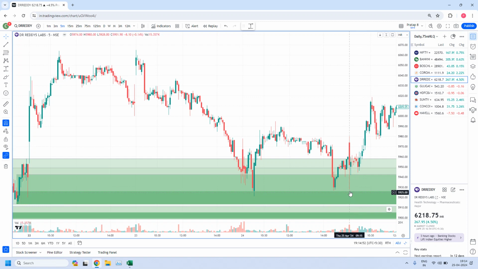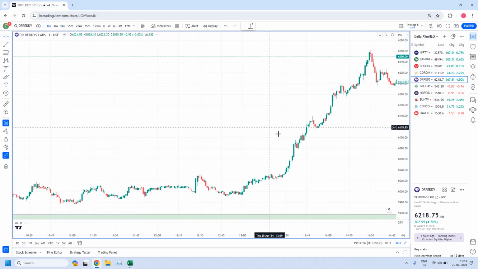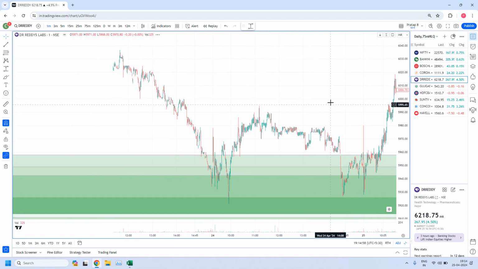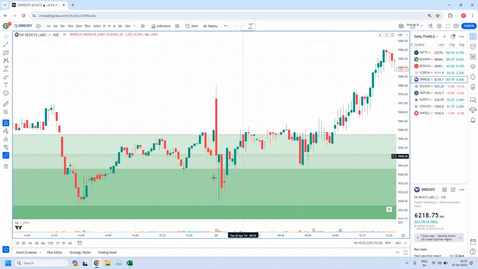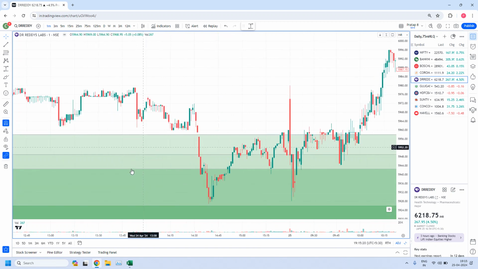Prices reached, came very close. See the rejection, huge rejection. If you look into the 1 minute time frame, this is today's 9:16 candle. Prices came very close to this entry buffer area and see the rejection. Once again they came, see the rejection again, moved up. That means this is a high liquidity area, no doubt in that.